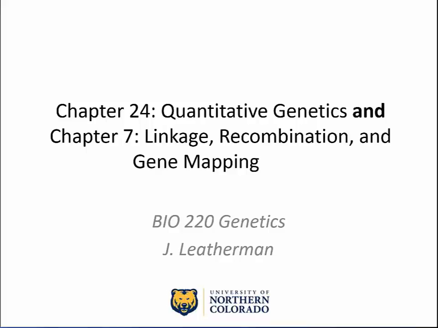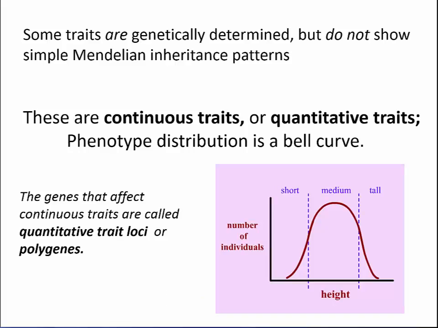This video will include parts of Chapter 24, which is on quantitative genetics, and also part of Chapter 7, going back to linkage. So up until now, we've talked about examples of what we call Mendelian inheritance. That is when two different genotypes give distinctly different phenotypes.